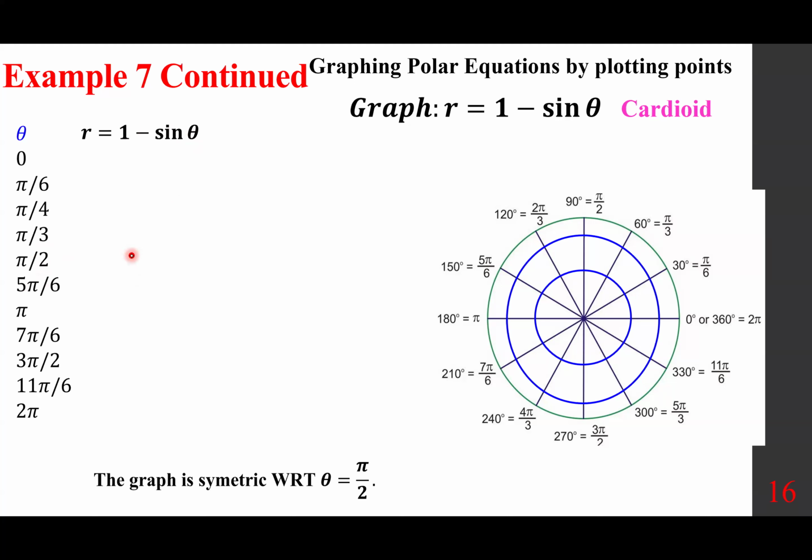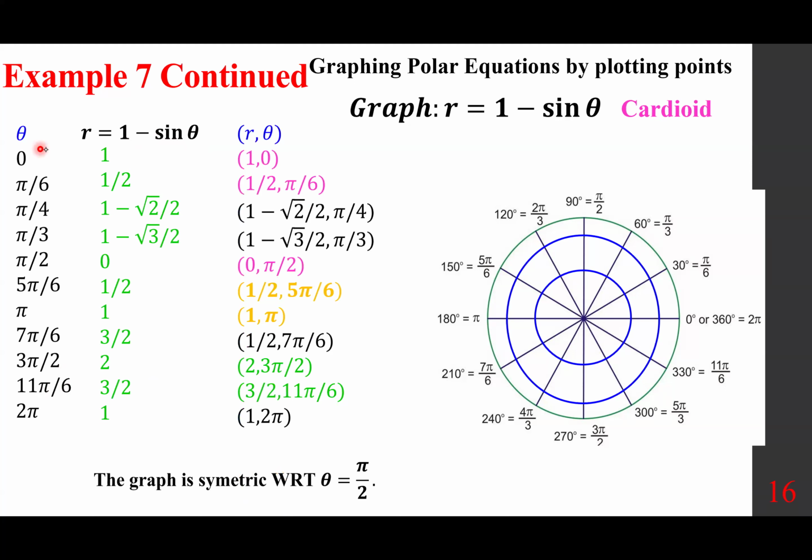5 pi over 6, remember, is the same as pi over 6 because in the second quadrant sine is positive. So 1 minus 1/2 and it becomes 1/2. Pi, sine of pi is 0, I get 1. 7 pi over 6, I get 1 minus negative 1/2, gives me 3/2. 3 pi over 2, I get negative 1. 1 minus negative 1 gives me 2. 11 pi over 6 is the same as pi over 6, but negative. So 1 minus negative 1/2. Again, I get 3/2. 2 pi takes me back to 0. And I write them as a pair.